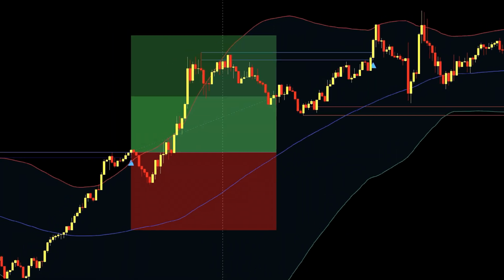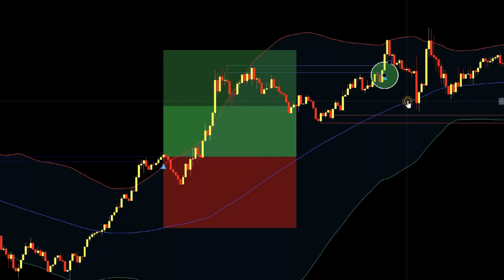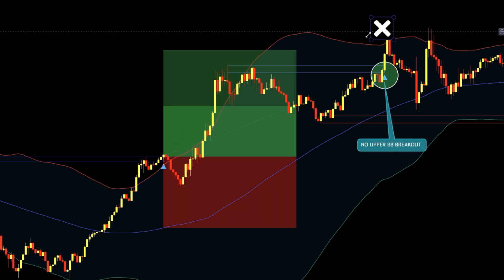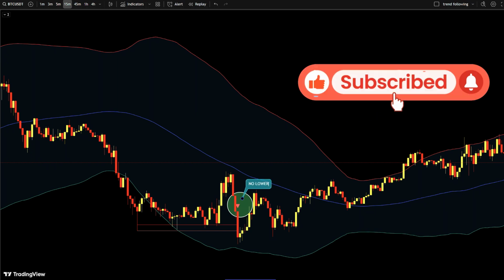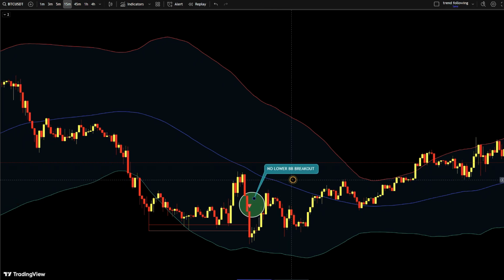But here's the final note, and this is super important. We're never going to enter a buy trade if the breakout couldn't break above the upper Bollinger Band. And on the flip side, we do not take a sell position if the breakout couldn't break below the lower Bollinger Band. This extra confirmation helps us avoid weaker signals and keeps us focused on high strength moves.